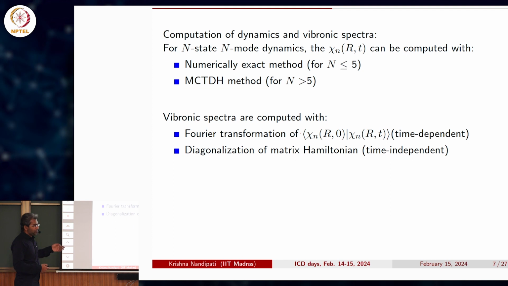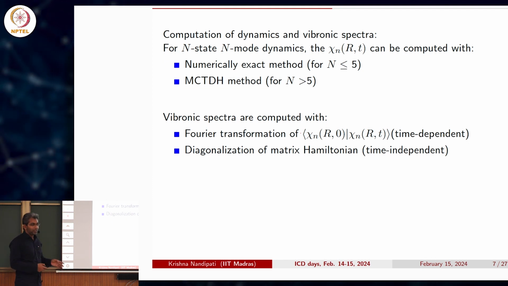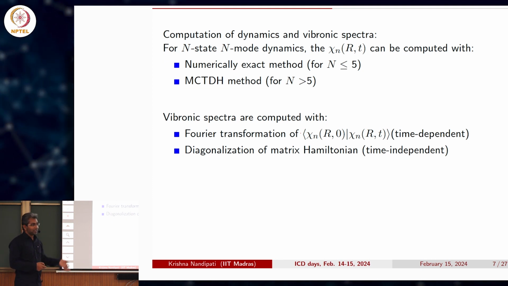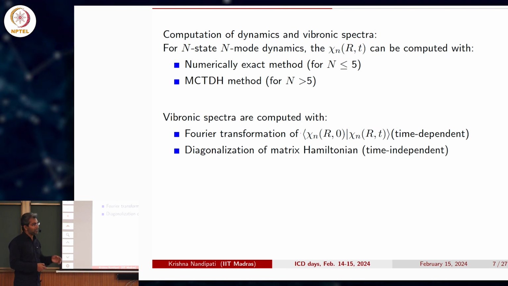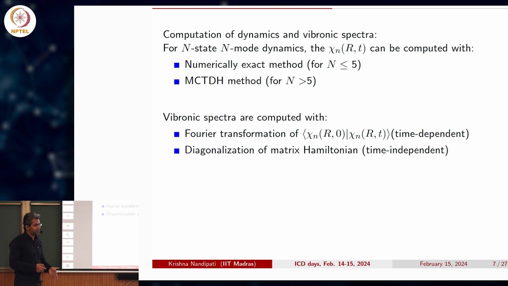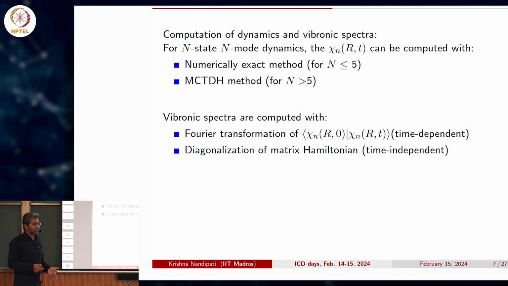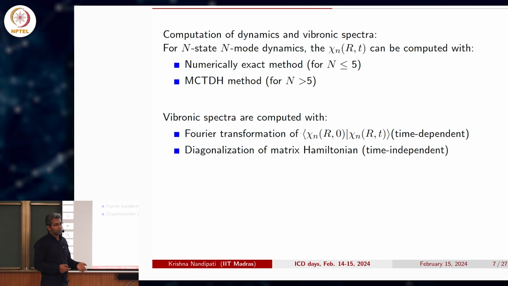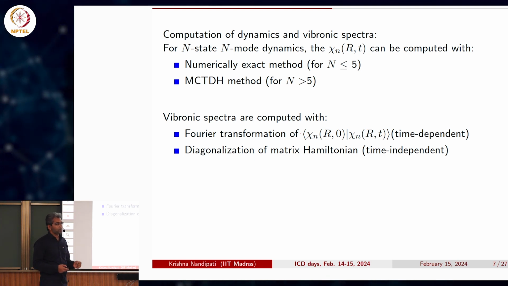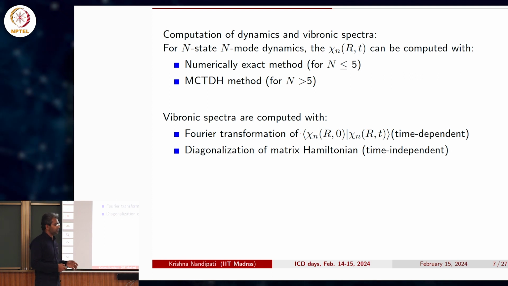Or alternatively, if you don't want to perform all these time dependent dynamics, you construct the Hamiltonian in any Fourier grid basis or whatever, diagonalize it, and then you get the spectrum. But this is a non-trivial task. Diagonalizing a Hamiltonian matrix for a molecule having, let's say, 10 degrees of freedom is non-trivial, for instance.